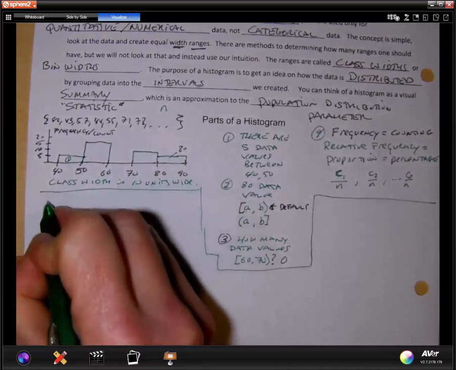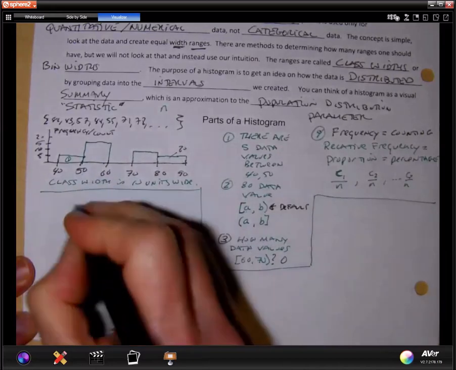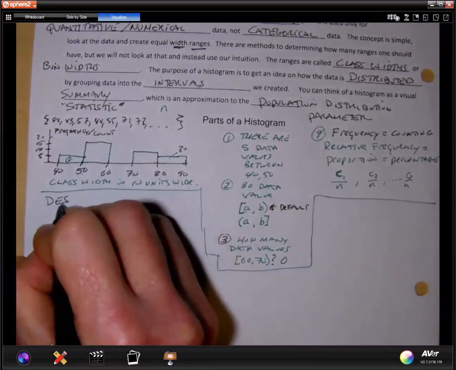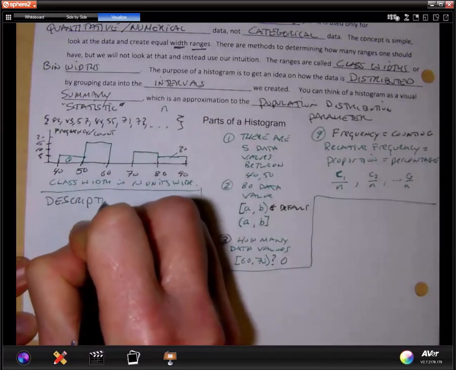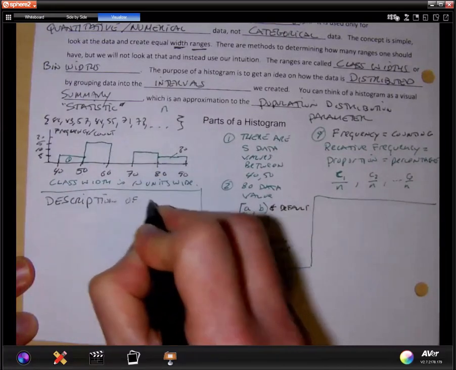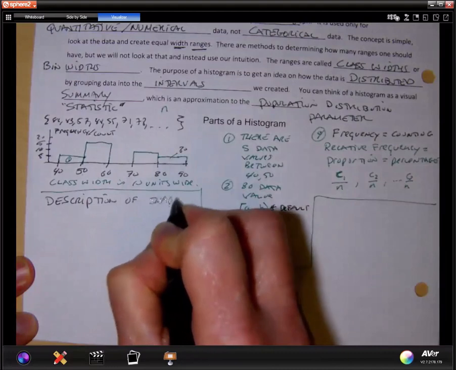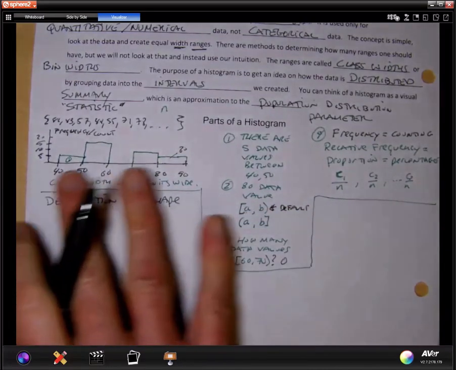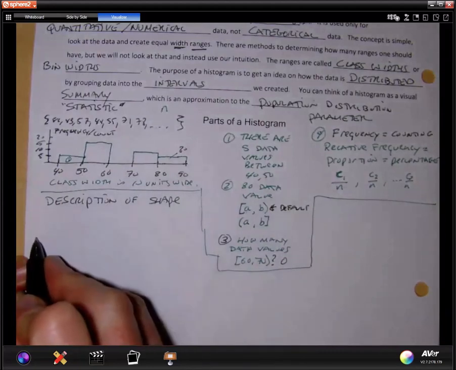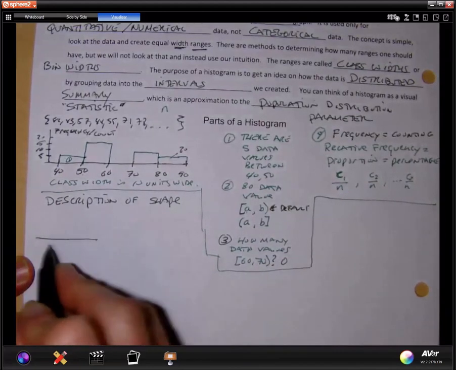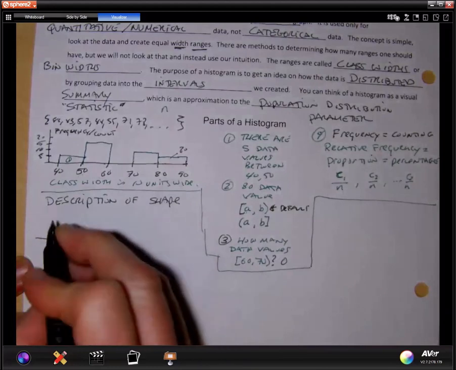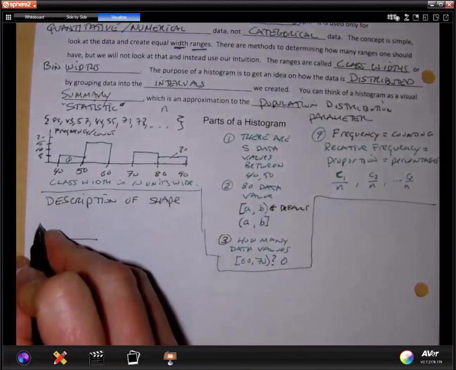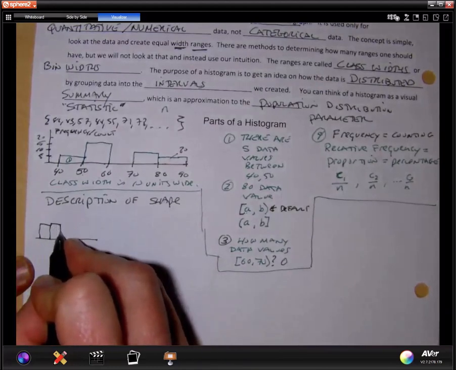So we're going to look at description of shape. What do I mean by just the shape? The shape has to do with how the rectangles are distributed. I'm going to draw ones here without any numerical values just to make my life a little simpler, but suppose my histogram looks like this.